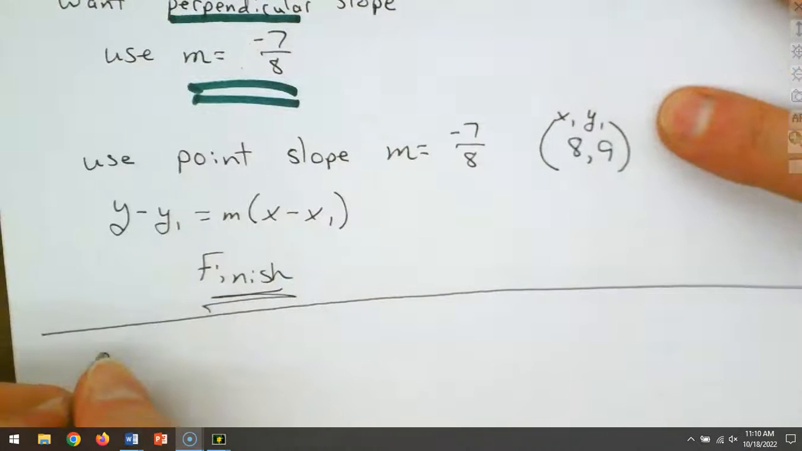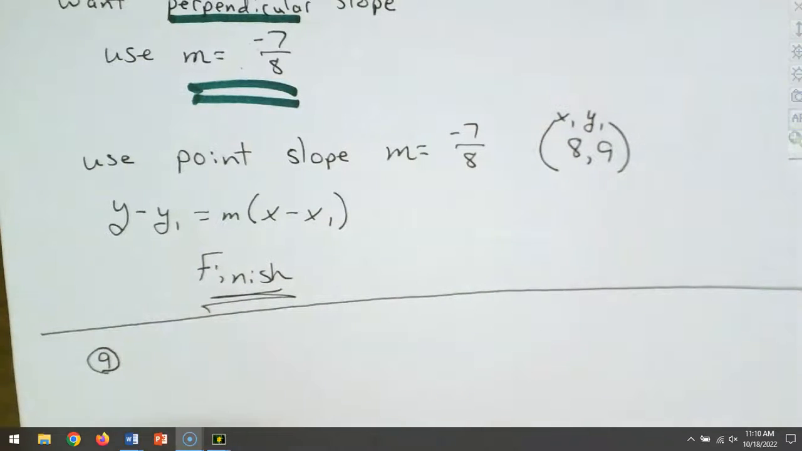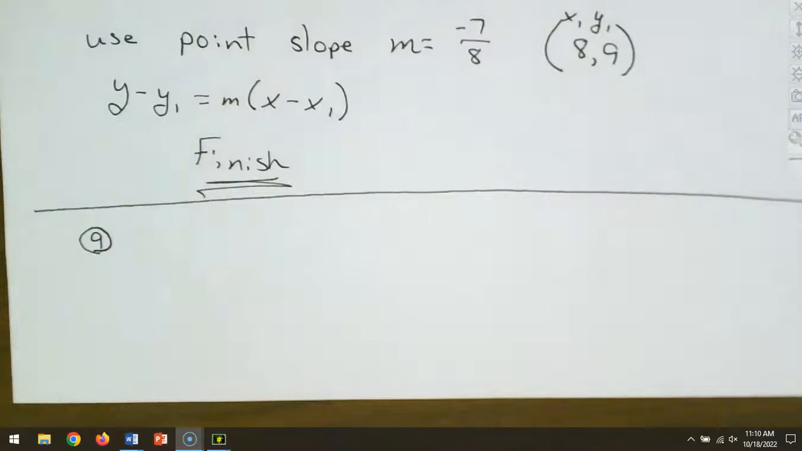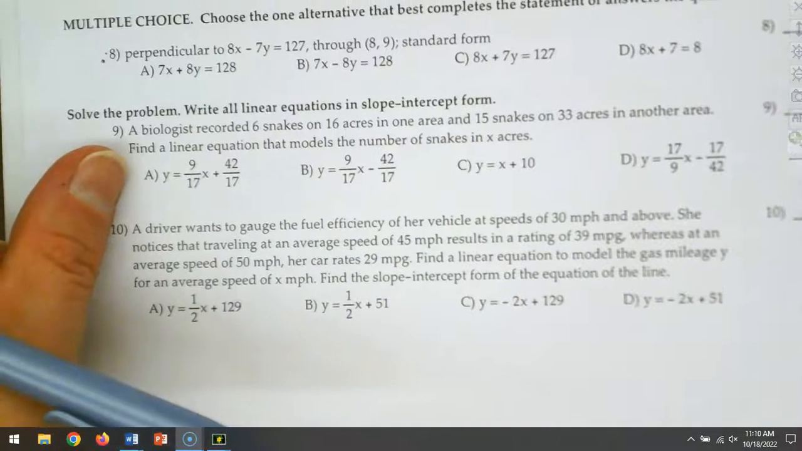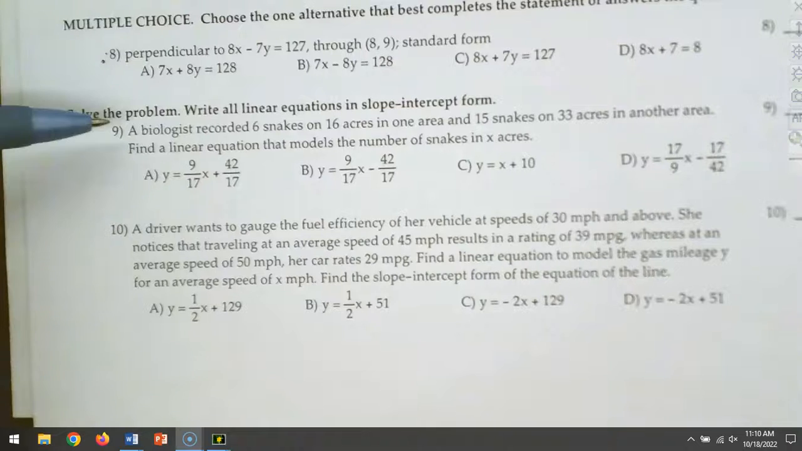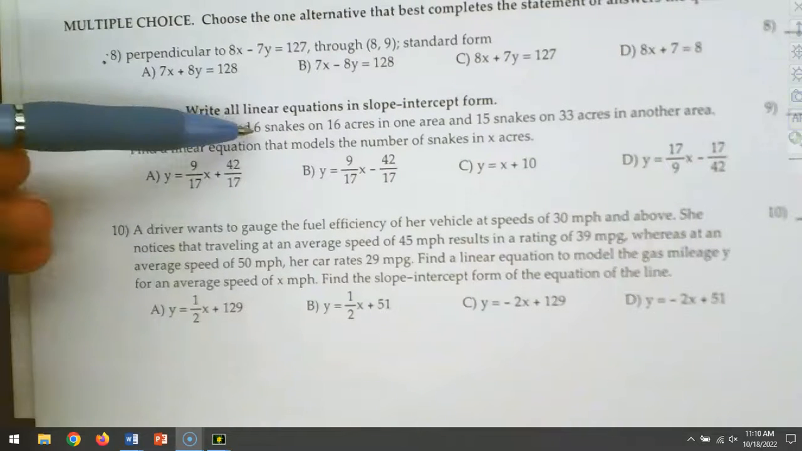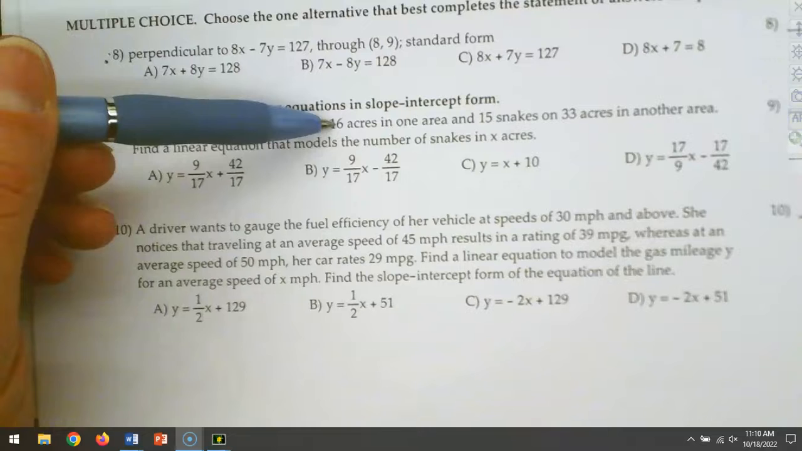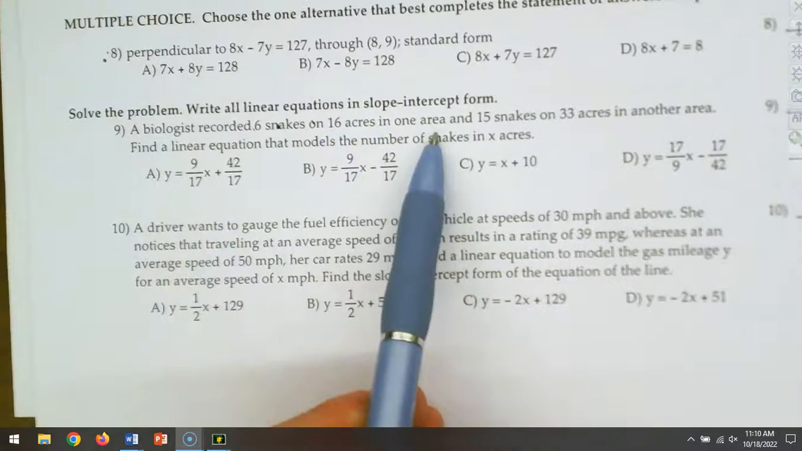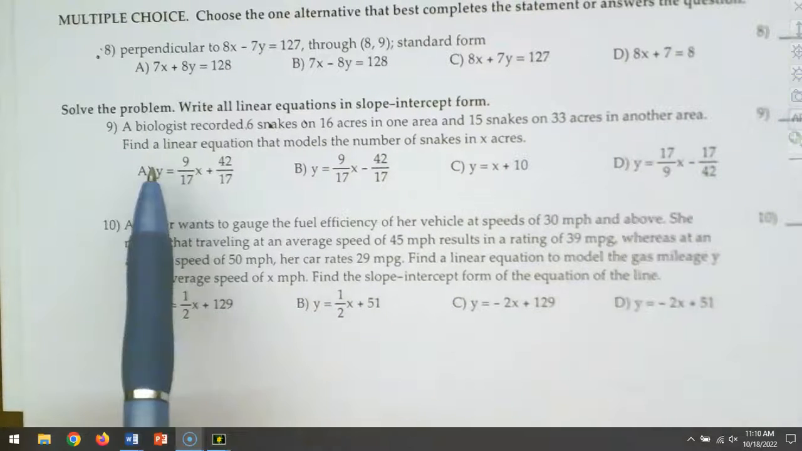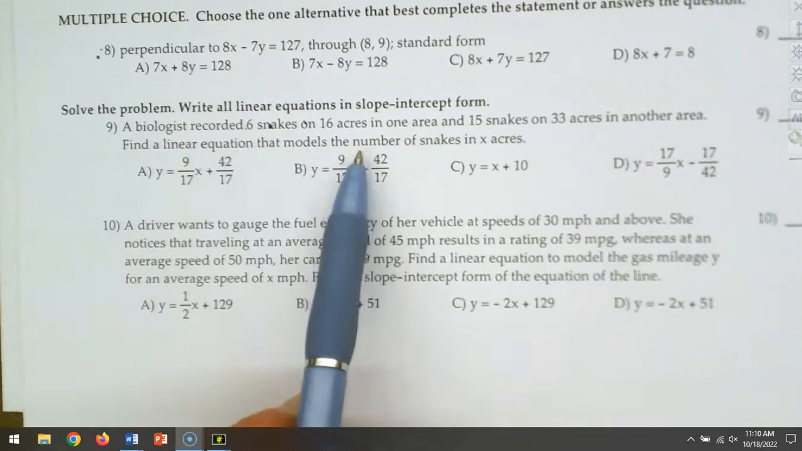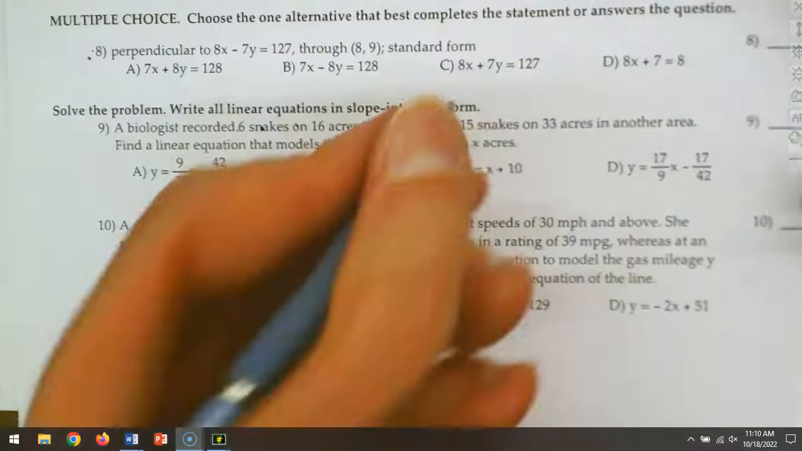Question 9. We're going to read it, and we need to make sure we know how the ordered pairs go. So let's take a moment to read this. A biologist recorded 6 snakes on 16 acres in one area, and 15 snakes on 33 acres in another area. Find a linear equation that models the number of snakes in X acres.